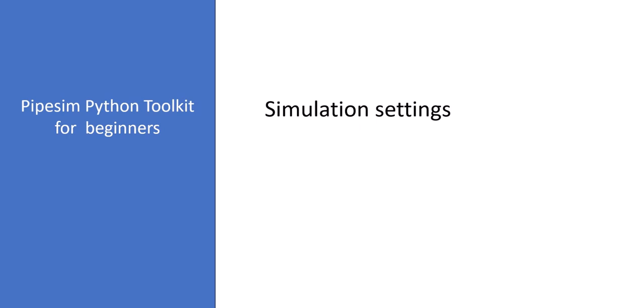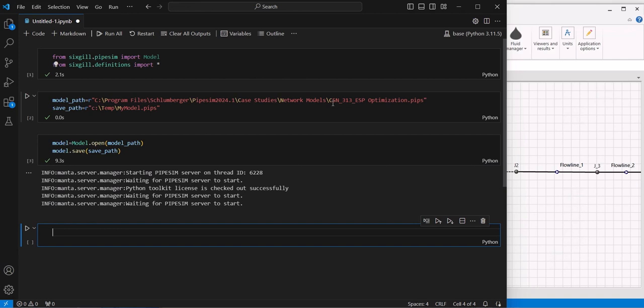Hi, this is Pipesim Python Toolkit for beginners. In this video, you will find information on how to work with Pipesim simulation settings. For this video, I use an example, CSN313, from the case study.